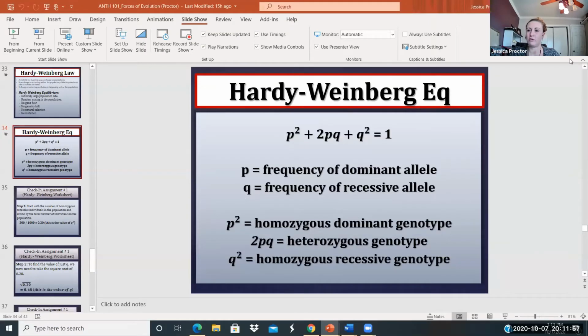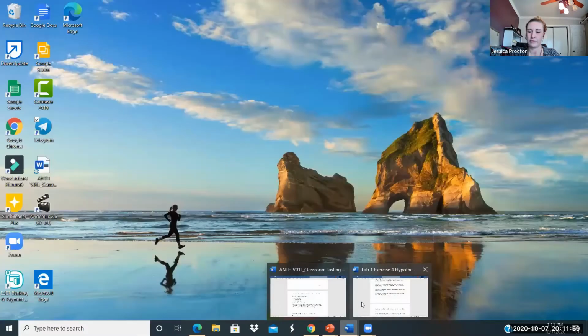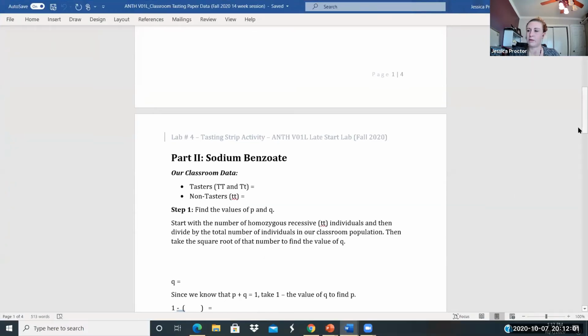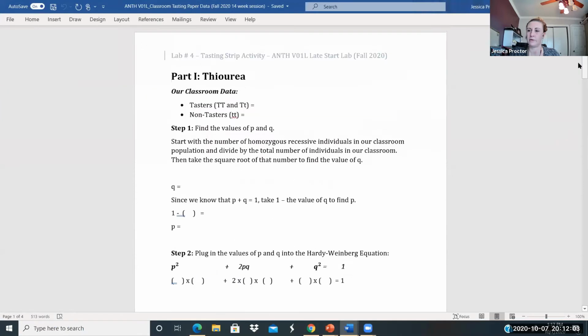All right, so next I'm going to pull up a Microsoft Word document so that we can work through this together. Do you guys have any questions about the basics before I move on to the actual data and equation?